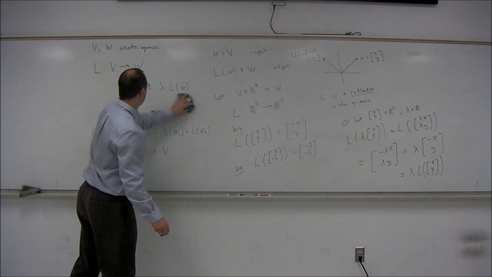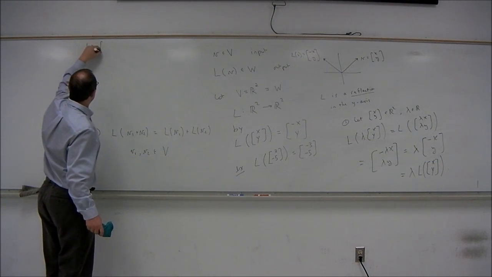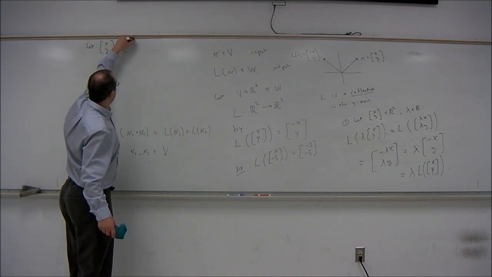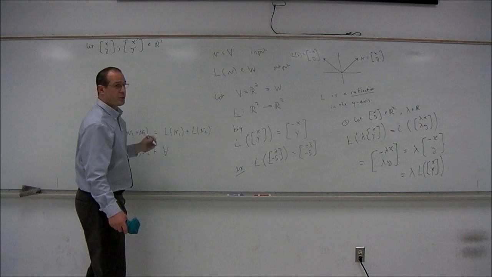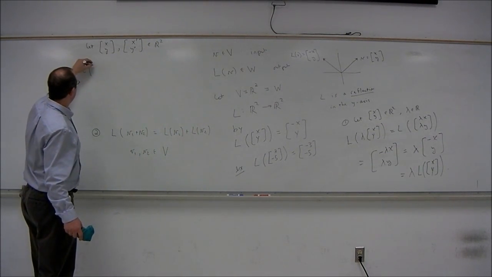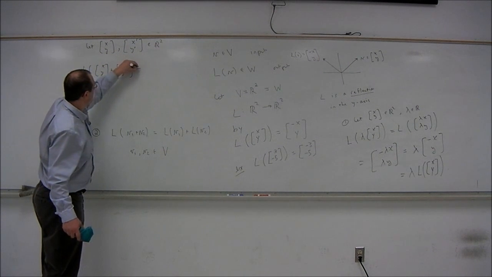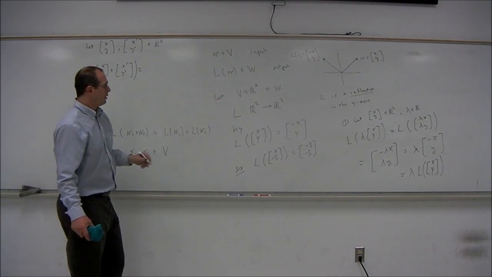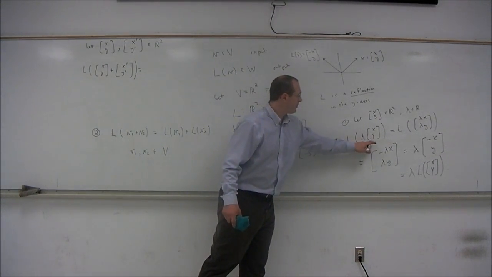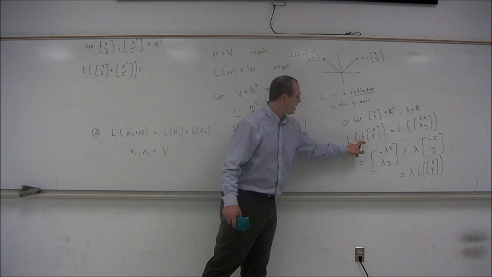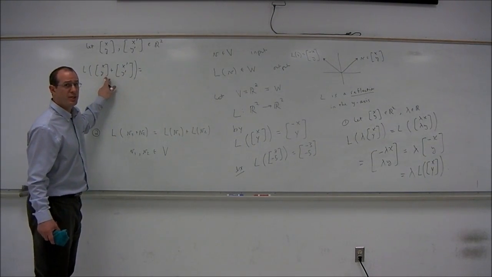Now let's check property number 2. So let xy and x prime, y prime be in R2, our input space. Then L of the sum xy plus x prime, y prime is equal to, so in order to know what to do, we should have a single vector in the parentheses here. That's why in the last computation, I moved the lambda inside the brackets of the vector. So I'm going to do the same thing here. I'm going to combine these two vectors into a single vector by adding them.